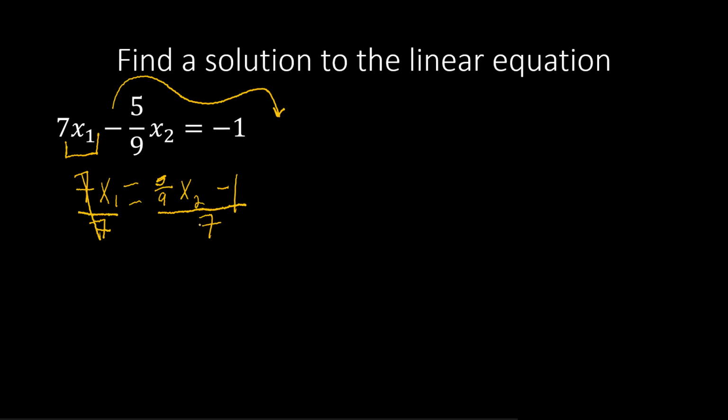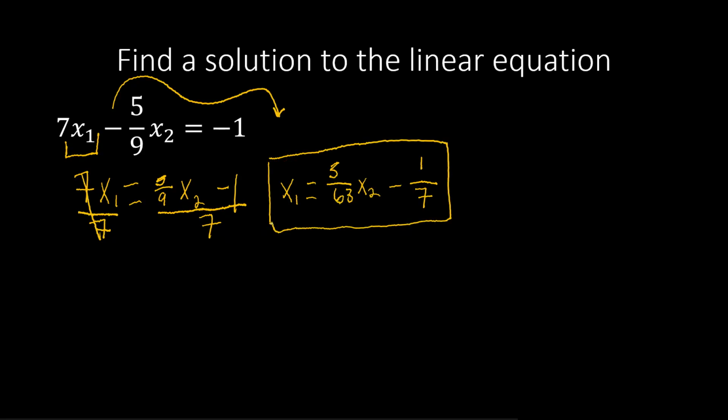And what you end up getting is x1 is equal to 5 over 9 divided by 7, which ends up being 5 over 63 x2, minus 1 divided by 7, which ends up being 1 over 7. So that is the answer for x1 at this point.